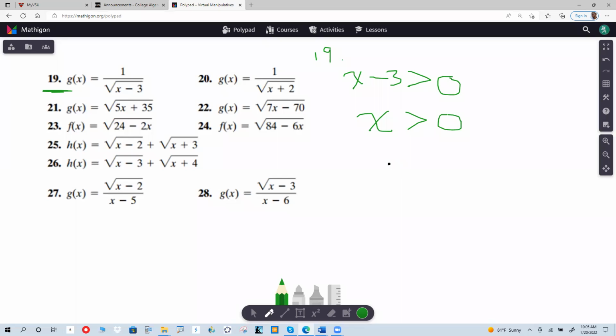Inequalities work exactly the way you work on equations. How do you write all numbers greater than 3 using interval notation? You write it like this: 3 to infinity. Done. That's 19.